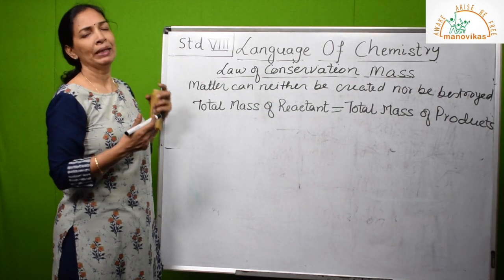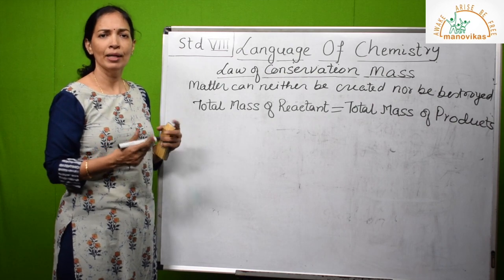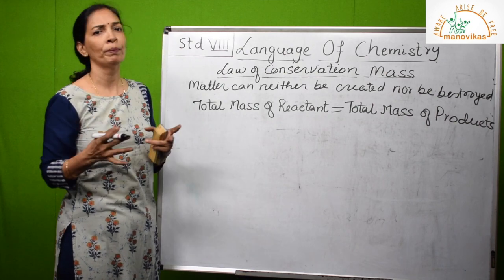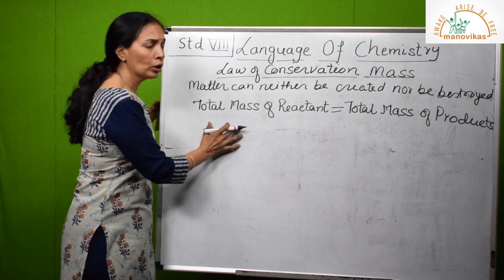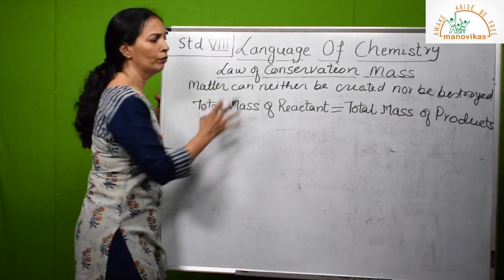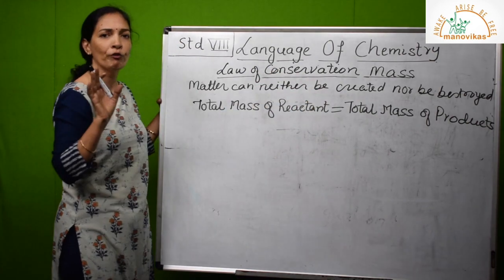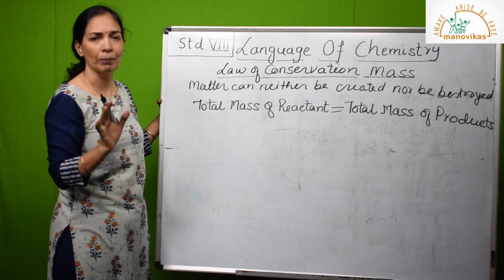According to the law of conservation of mass, matter can neither be created nor be destroyed. It only changes its form. So the total mass of the reactants will always be equal to the total mass of the products. That is why we balance the chemical equation.